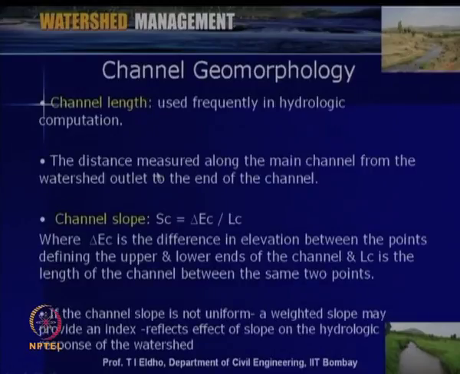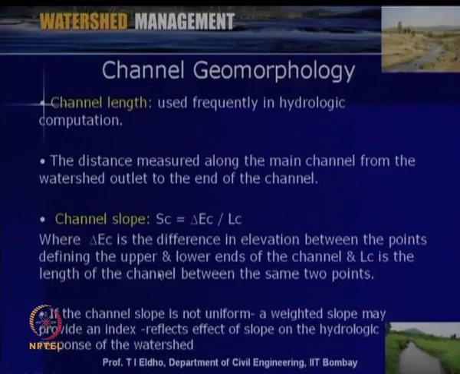So, channel length is the distance measured along the main channel from the watershed outlet to the end of the channel. Then channel slope is equal to delta Ec by Lc, where delta Ec is the difference in elevation between the points defining the upper and lower ends of the channel, and Lc is the length of the channel between the same two points. So, if this is the channel, from one end to the other end, what is the length and what is the elevation difference.